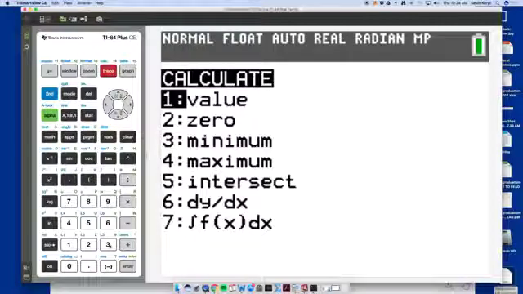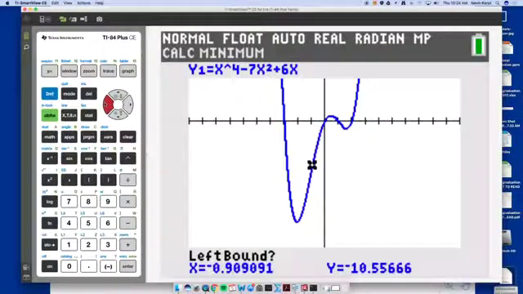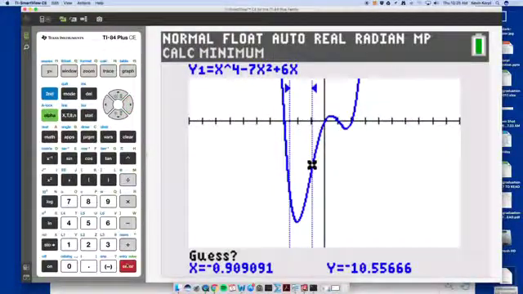Minimum. Right. Number 3. So it's going to ask you for 3 things: left bound, right bound, and guess. You can scroll to the left of your first one. So once you see the cursor blinking to the left of where the first one is, hit enter, and you've anchored that point now as the left endpoint. Now it asks you for the right bound. So click to the right until you're to the right of the low point. And just make sure you're to the right, get a good visual, hit enter.